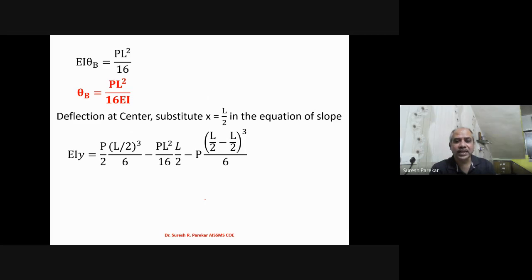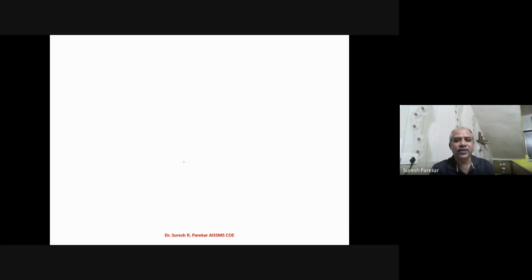Now if we have to find the deflection at the center, we put x equal to L by 2. Now you can see this will be the first compartment, and if we go to the second, L by 2 minus L by 2 becomes 0. So only the first two terms remain, giving me minus PL cube upon 48 EI, and the minus sign shows it is in the downward direction.